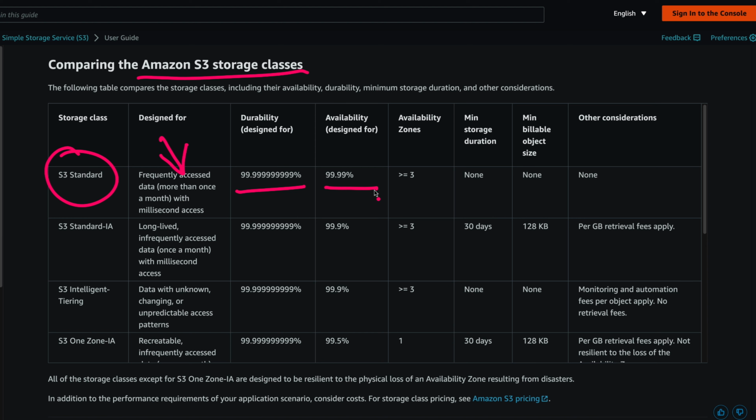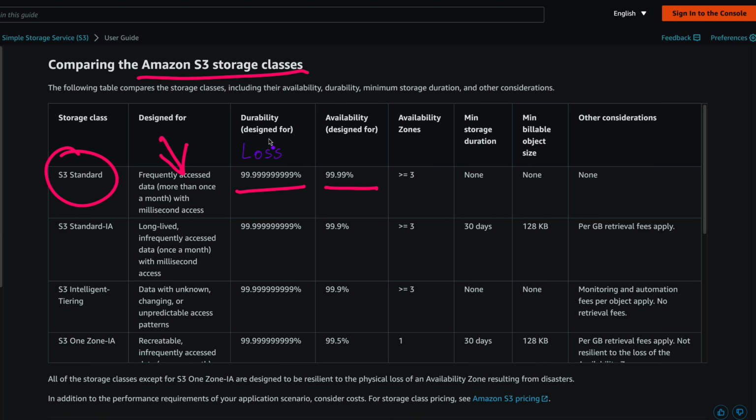Now, quickly, what's the difference between these two? So durability in this context is more the measurement of the possibility of losing your data. Now, again, going back to our example, if you had 10,000 different objects stored in S3, based on this 11.9s of durability, it would take about 10 million years for the possibility of losing one of those objects. So again, most of the storage classes within the S3 service are very highly durable.